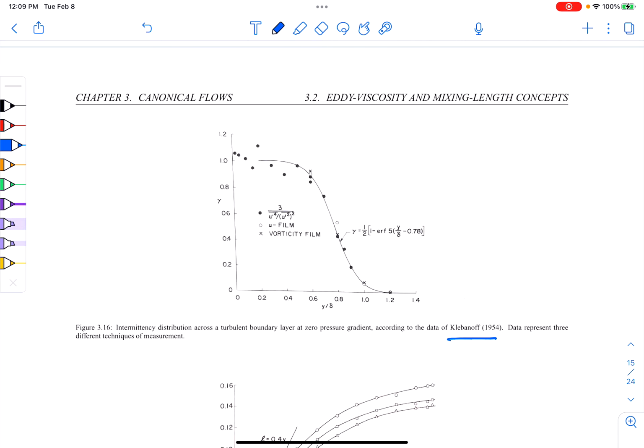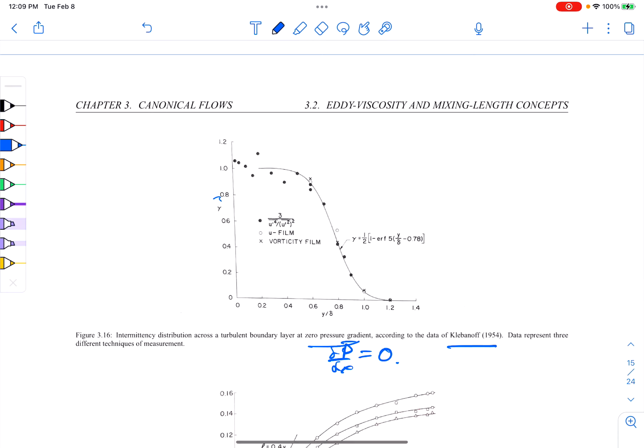Intermittency distribution across the turbulent boundary layer at zero pressure gradient. That's partial P, partial X bar equals 0. And they've used 3 different techniques, which aren't too important, but what is important is the data collapses. And they created an empirical function that fit this data. Here's y over delta, that's the distance from the wall, and there's intermittency, and it should vary from generally 0 to 1.